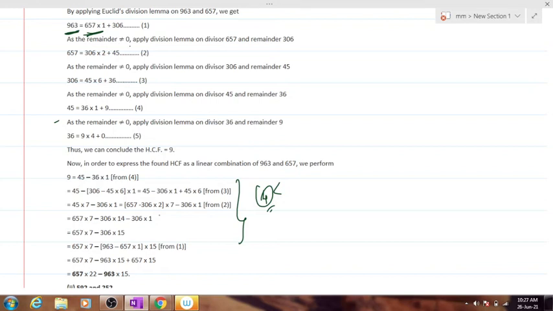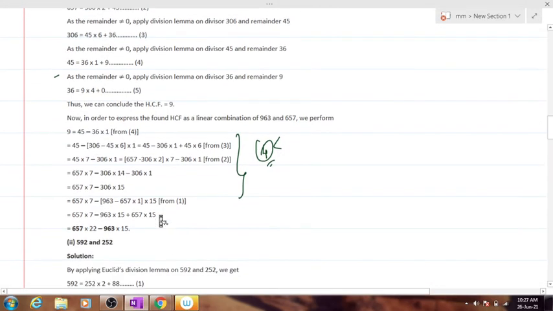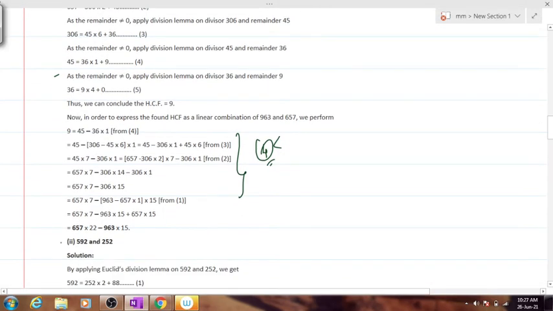Can you move on? Yes, sir. Now, this one now you have to do. Find the HCF and express it in this form. Let's see how much you have learned.